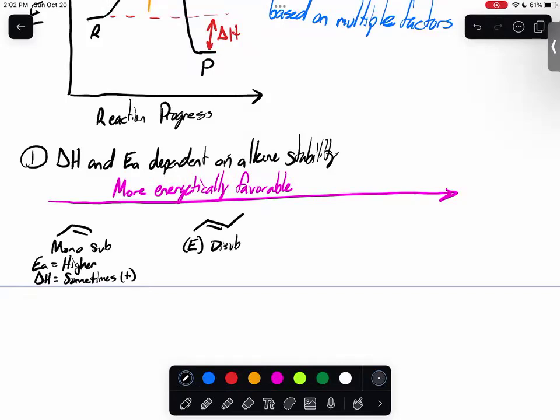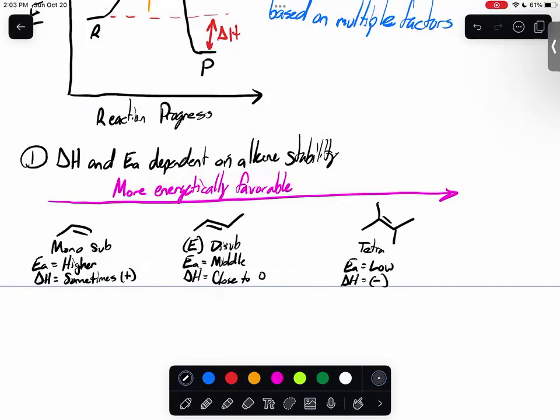Whereas if we move a little further down the line to our disubstituted, our activation energy is going to be somewhere in the middle, and our delta H is going to be close to zero, right? So it's a bit more favorable on both ends. But as we move over to that tetrasubstituted alkene, right, the activation energy is at its lowest, and delta H is usually negative.